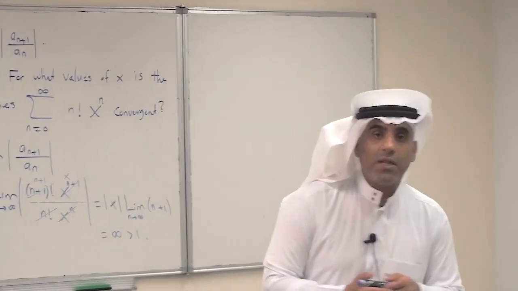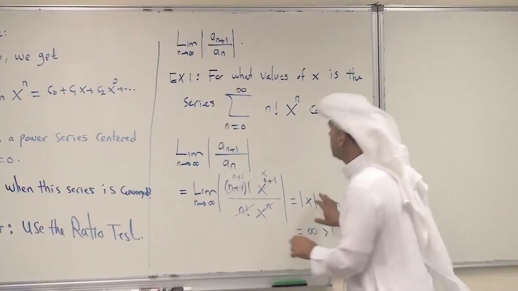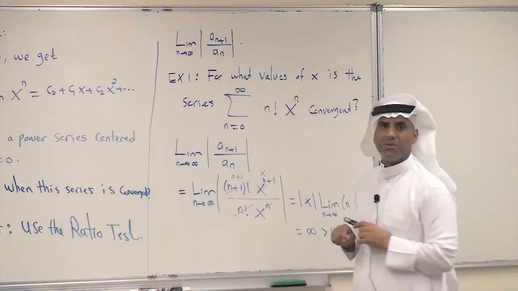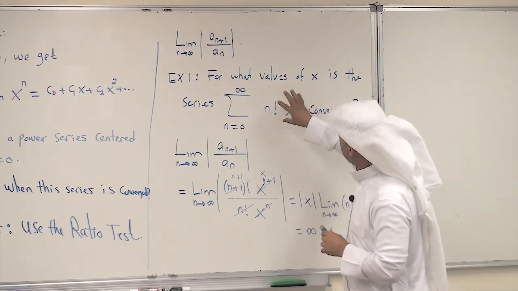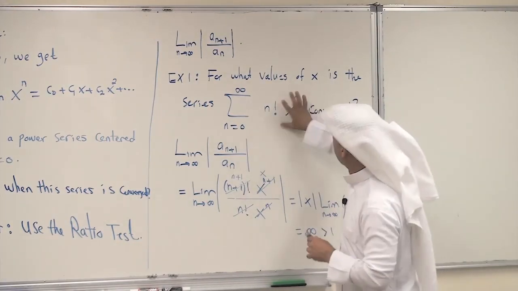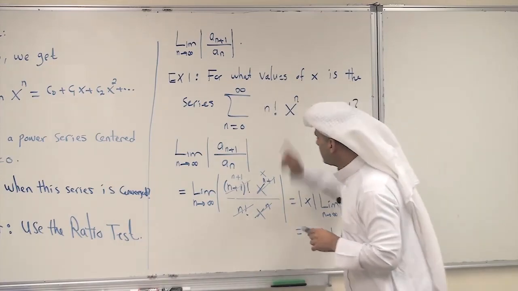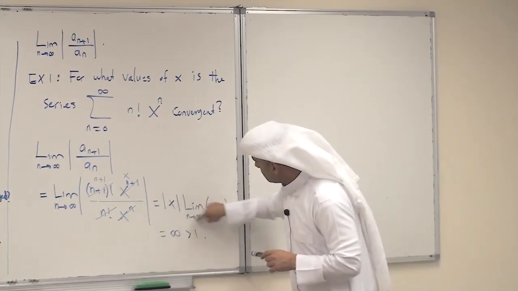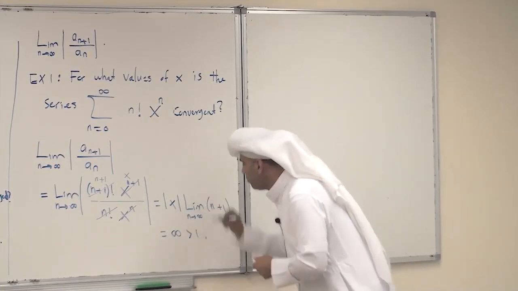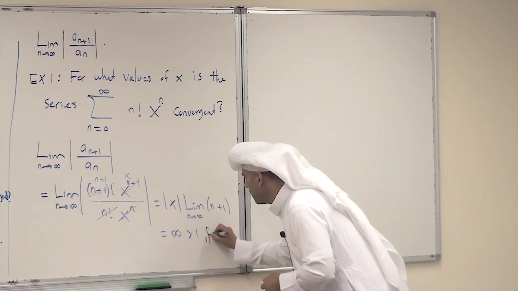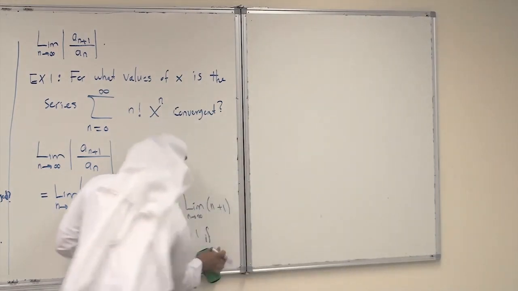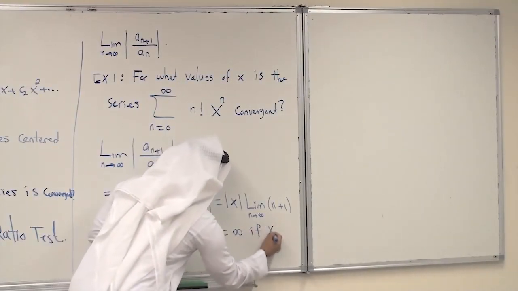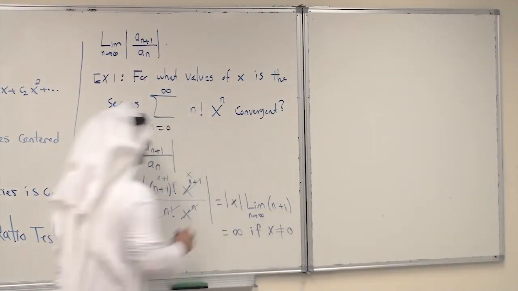So what does it mean now? According to the ratio test, this series is divergent for any x except x equal to 0. Because if x equals 0, it is guaranteed by definition that we have convergence here. But if x is not equal to 0, this goes to infinity. So I will say here, to be precise, this is equal to infinity if x is not equal to 0.